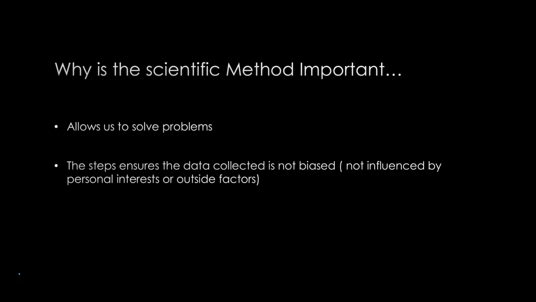Well, number one, it allows us to solve problems like I had said. Believe it or not, even though you may not think so, we've all used the scientific method to solve something in our everyday life, and we'll talk more about that in class. The steps are also important because they allow us to collect data that's not biased. What that means is that it's not influenced by our personal interest or outside factors. And the reason that's important is that unbiased data allows us to seek truth. It allows us to find out what's really happening in natural phenomena, meaning things that happen in nature, okay?